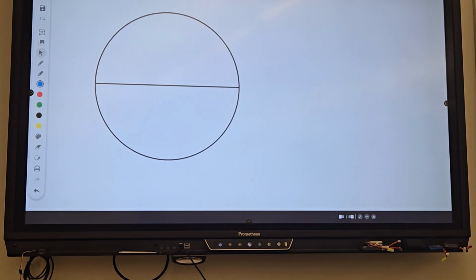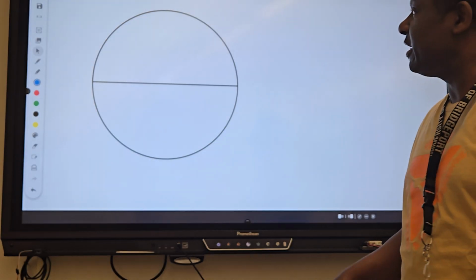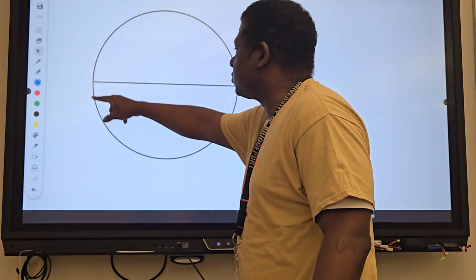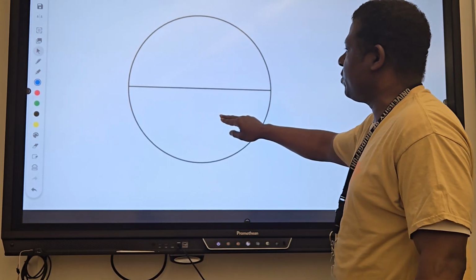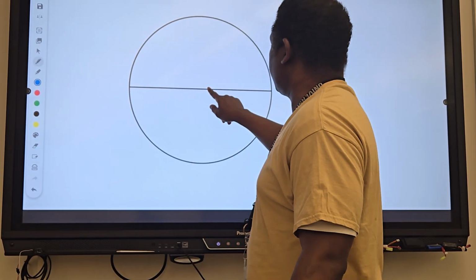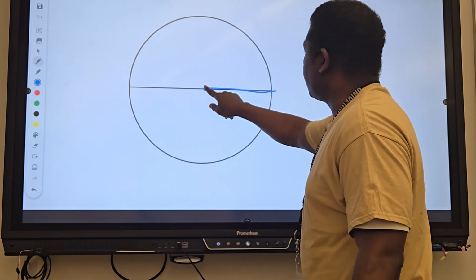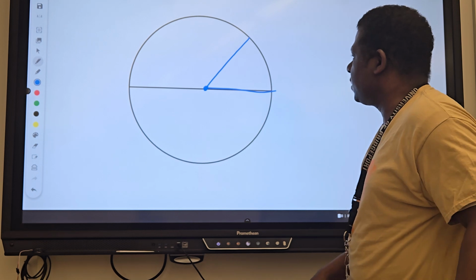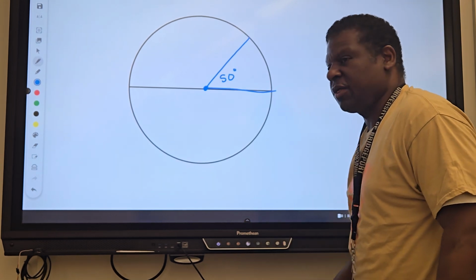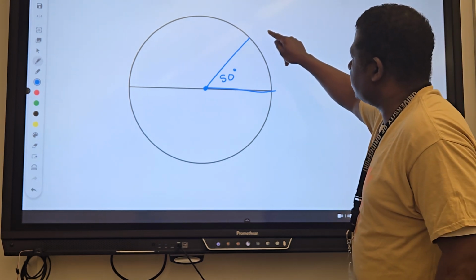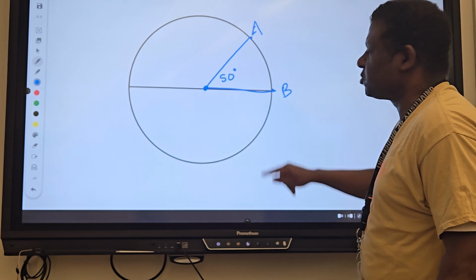Okay, what we're going to go over today is arc measure. Now, arc measure is the degrees traveled around a circle. So basically, let's just take this circle that we have here and let's put in a center point, and let's take a look at an angle that I have here, and let's just say this angle is 50 degrees, right? Well, that means that the arc measure from A to B would also be 50 degrees.